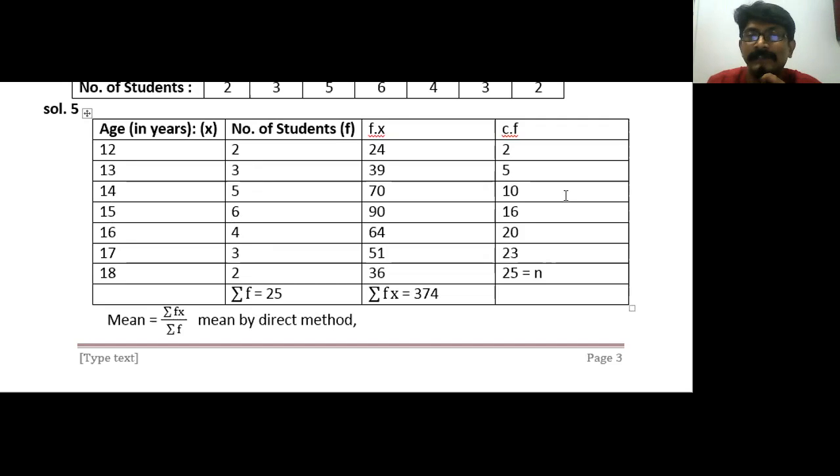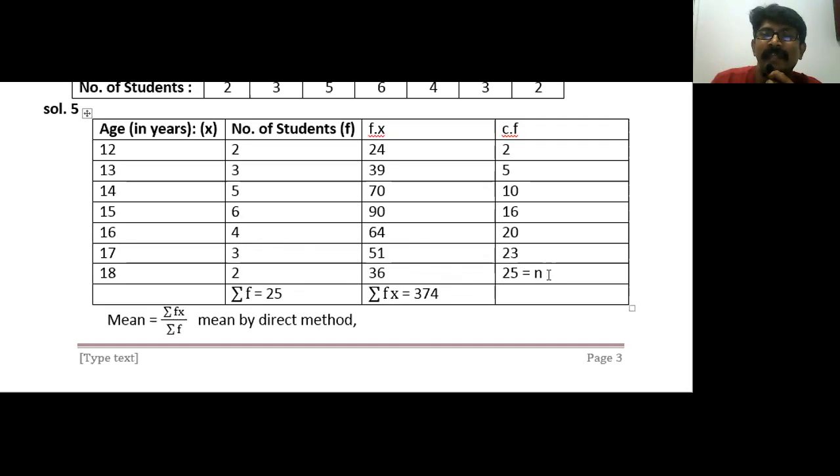Okay, now how to calculate this CF? CF we have learned in standard 9. Do you remember cumulative frequency? Do you all remember cumulative frequency? Say yes, shout. What is cumulative frequency? Cumulative frequency means the previous frequency should be added to the next frequency. Like the 2 will be copy pasted, then 2 plus 3 will become 5, then 5 plus 5 will become 10, then 10 plus 6. See carefully, I'm going a little slow. 10 plus 6 will become 16, 16 plus 4 will become 20, 20 plus 3 is 23, 23 plus 2 is 25.